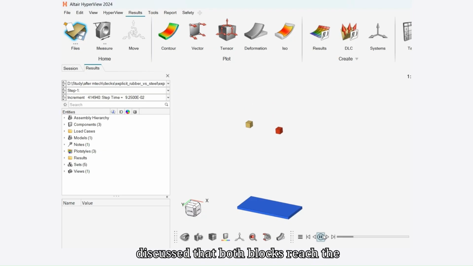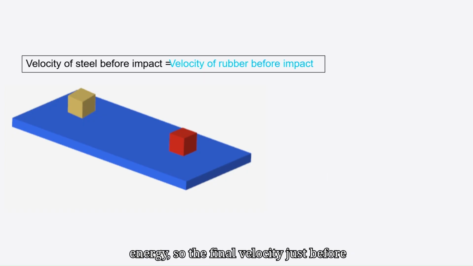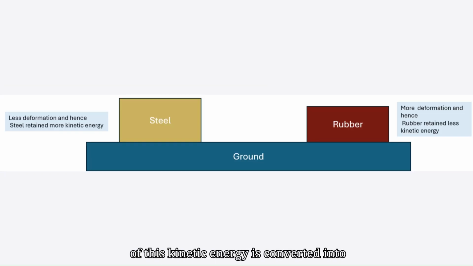We already discussed that both blocks reach the ground at the same time. By that moment, their entire potential energy has been converted into kinetic energy. So the final velocity just before impact is the same for both blocks. When the blocks hit the ground, part of this kinetic energy is converted into strain energy due to deformation. Since steel is much stiffer, it deforms very little. This means a smaller portion of its kinetic energy is converted into strain energy.